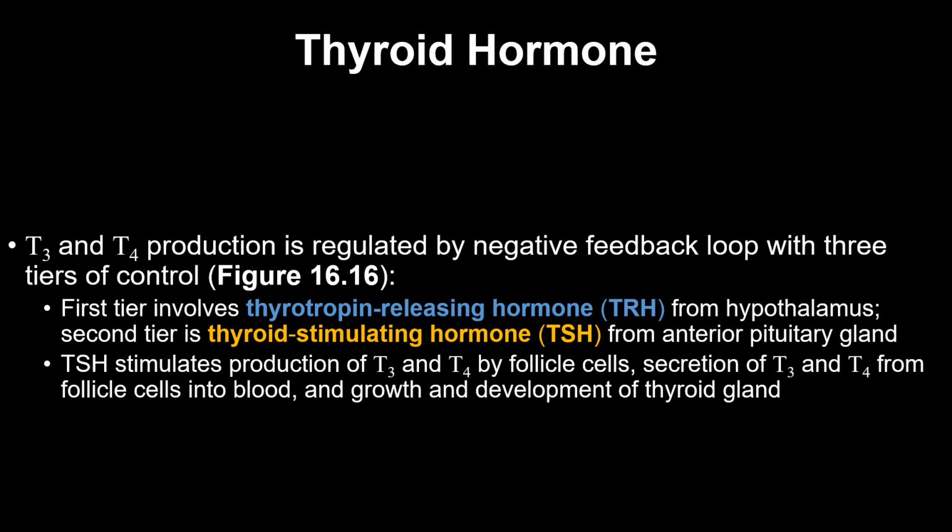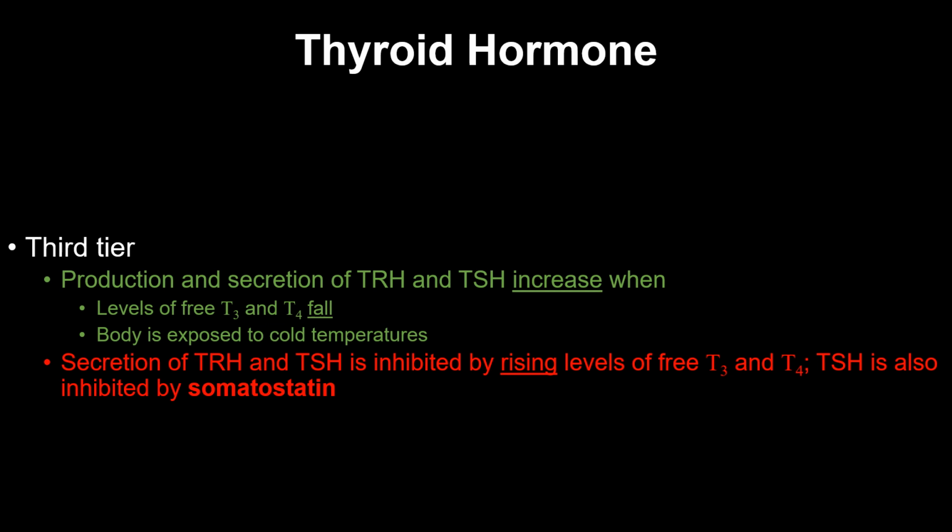TSH stimulates multiple responses from the thyroid gland, including production of T3 and T4 by follicle cells, secretion of T3 and T4 from follicle cells into the blood, as well as growth and development of the thyroid gland itself. And the third tier of control is generated by the thyroid itself.